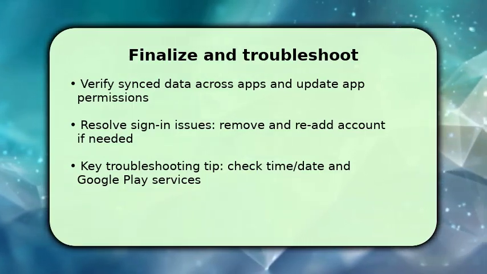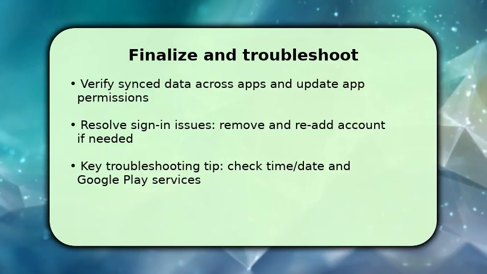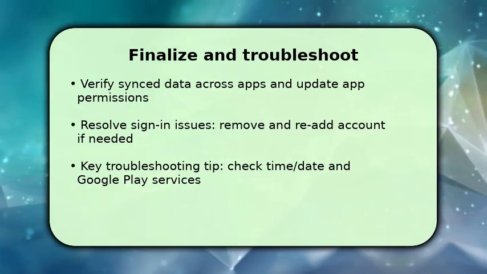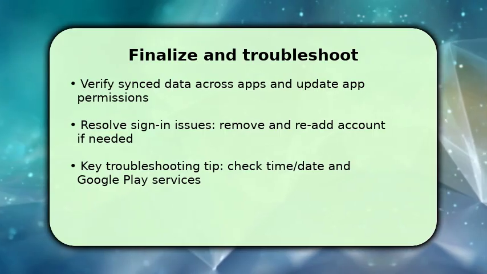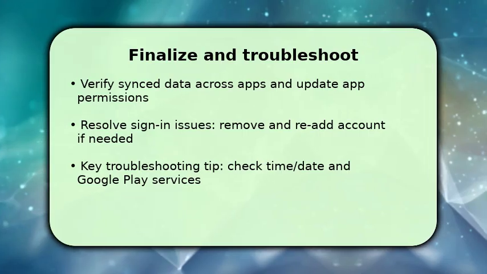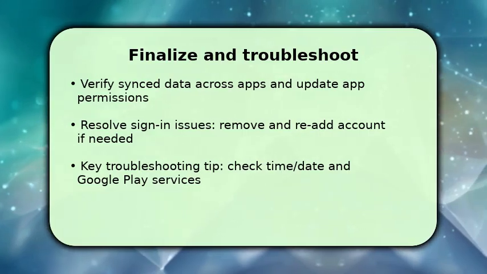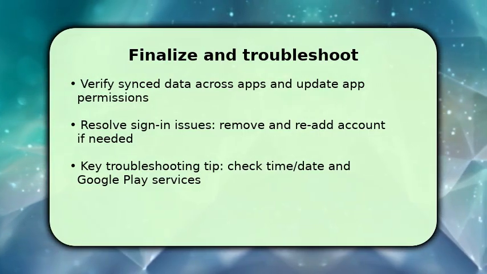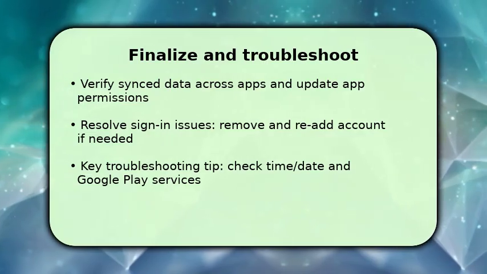If an app fails to show data, sign out and re-add the account, then clear cache for Google Play services and the affected app. If sign-in problems persist, make sure both phones have correct time and date and that Google Play services are updated. This fixes most token and sync errors quickly.